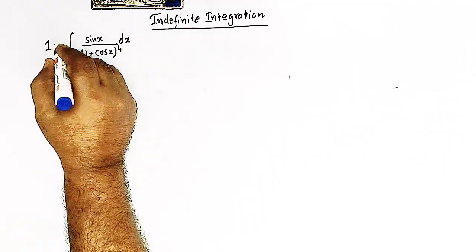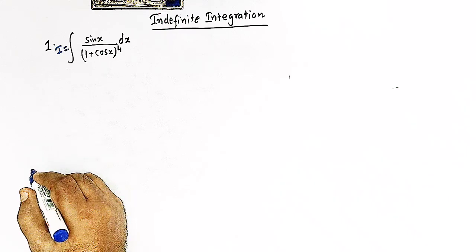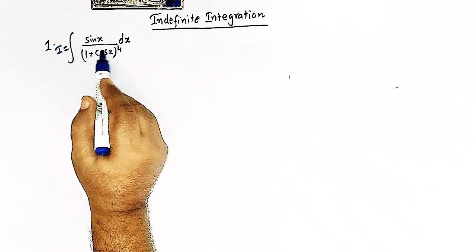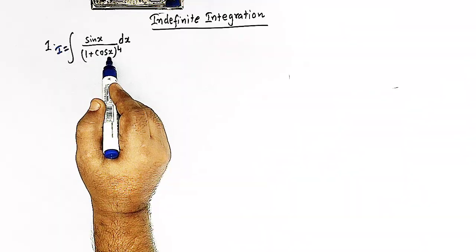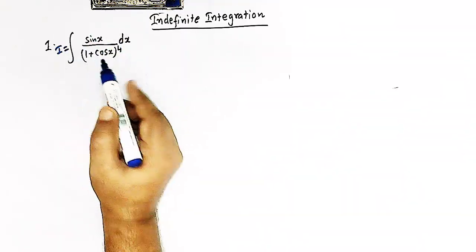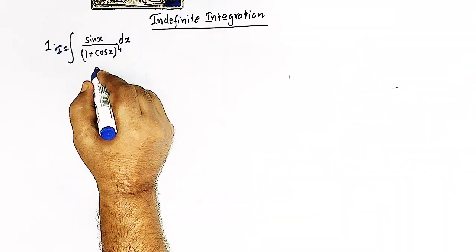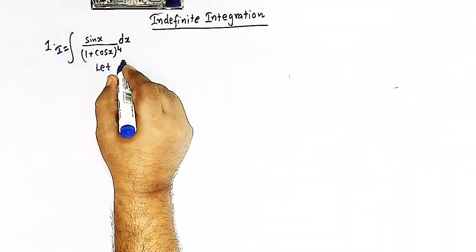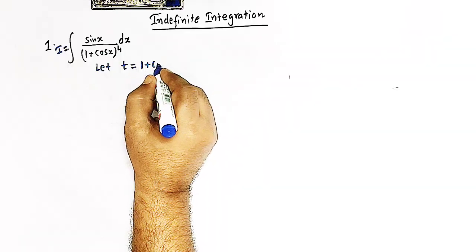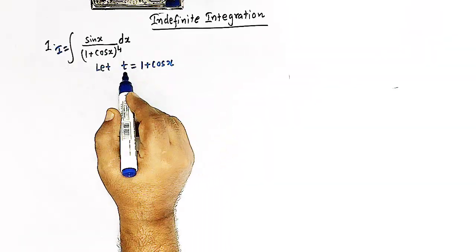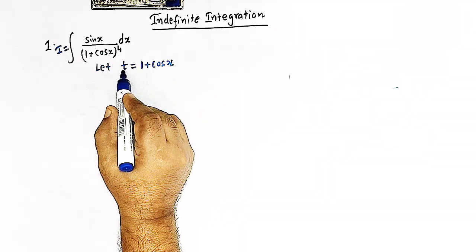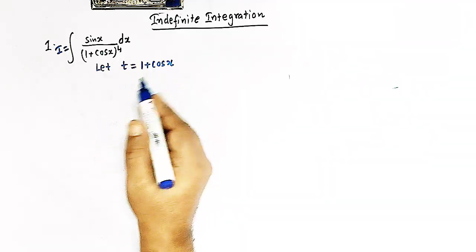So here we can take this integral as I. Now here the integrand is sine x divided by 1 plus cosine x raised to 4. So here we can take the substitution, that is, let t is equal to 1 plus cos x, right? So when we take t is equal to 1 plus cosine x, then we differentiate t with respect to x.